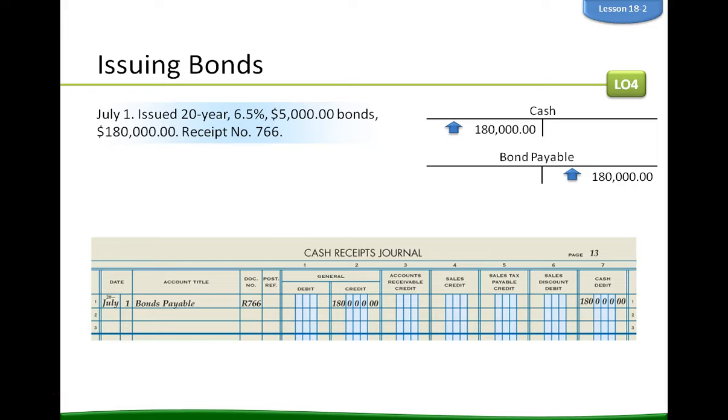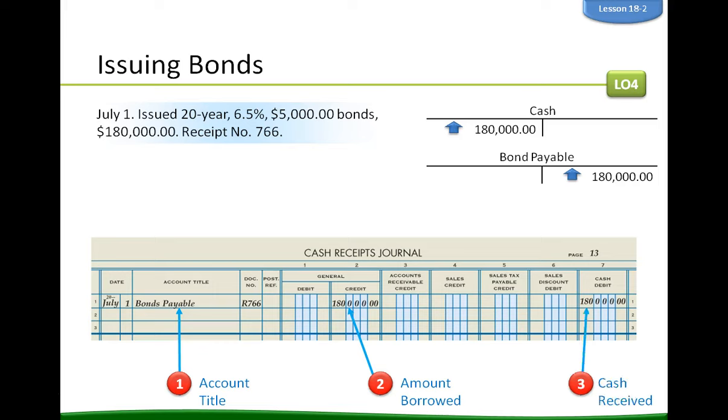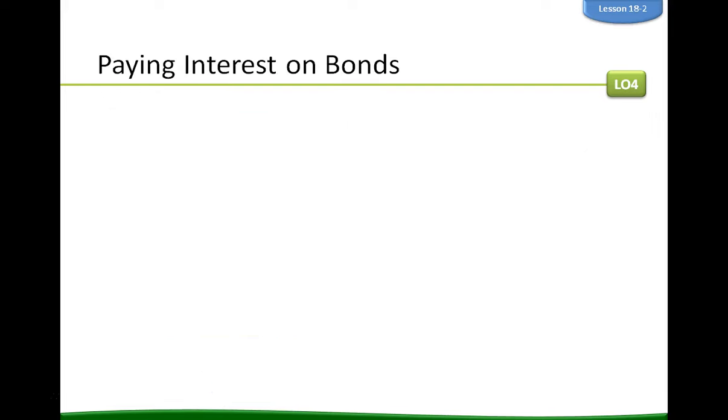So let's fill out our cash receipts journal. So our date, bonds payable with our receipt number, credit is affected, and our cash debit received. So we borrowed $180,000 and we received $180,000 in cash. Now let's see how that all works out.